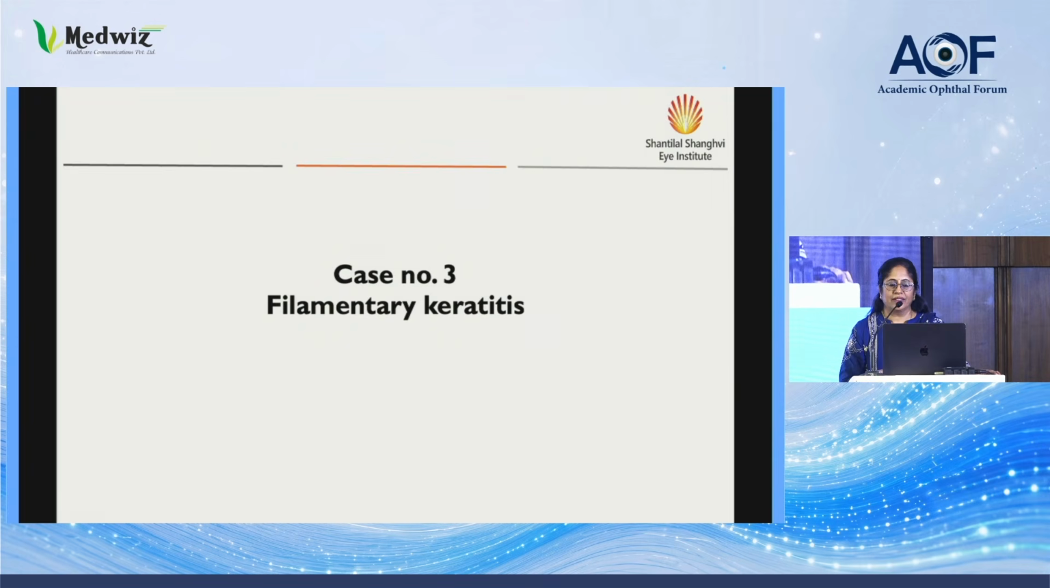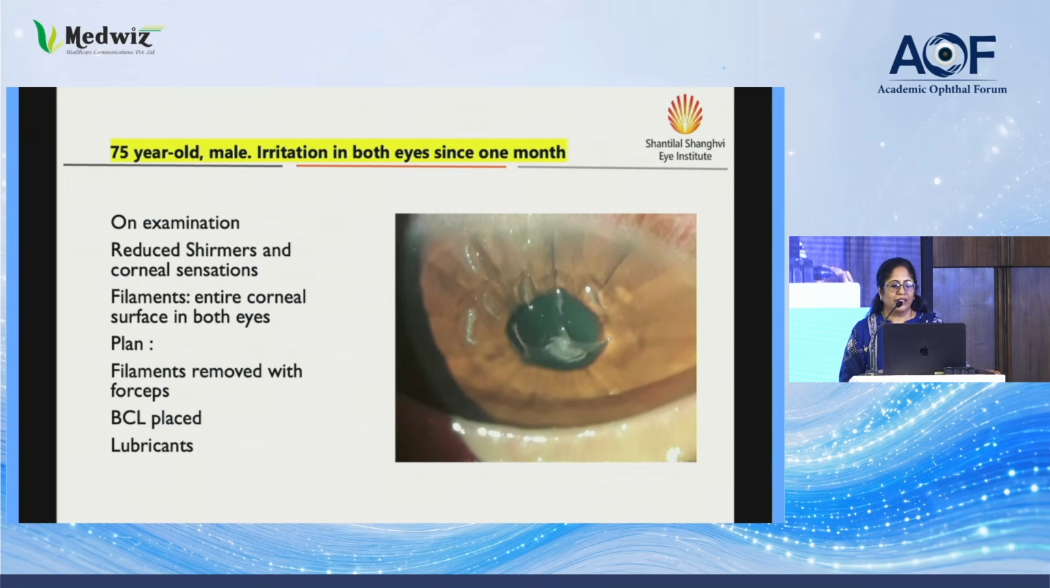So this is a simpler case. It's an elderly gentleman who has filamentary keratitis in both eyes, with irritation since 1 month, and you can see these very large filaments. Everything else systemic is normal for this patient. So this is not something very grave or very systemically driven. It is an ocular condition due to poor blink. He also had early Parkinsonism.